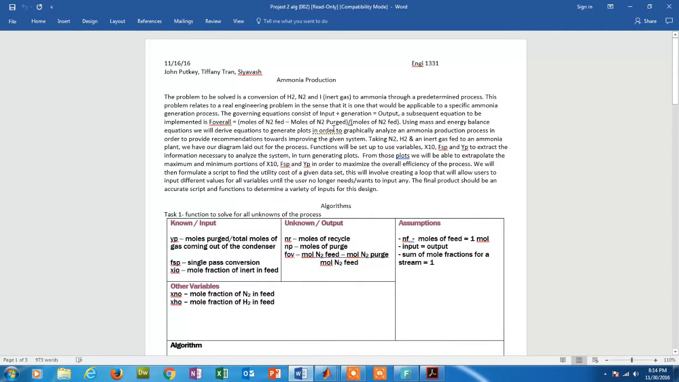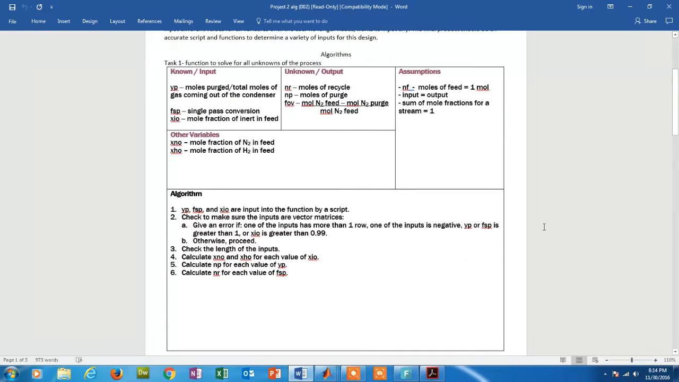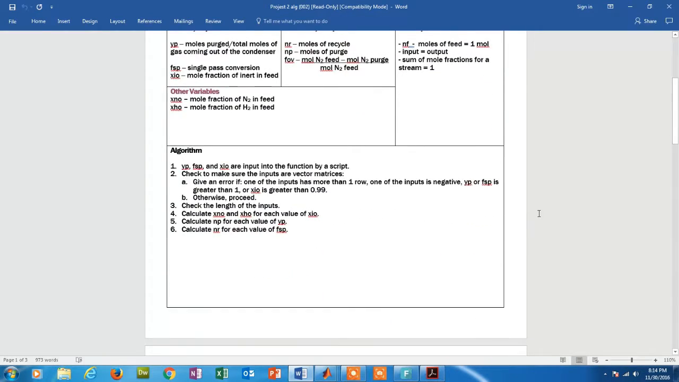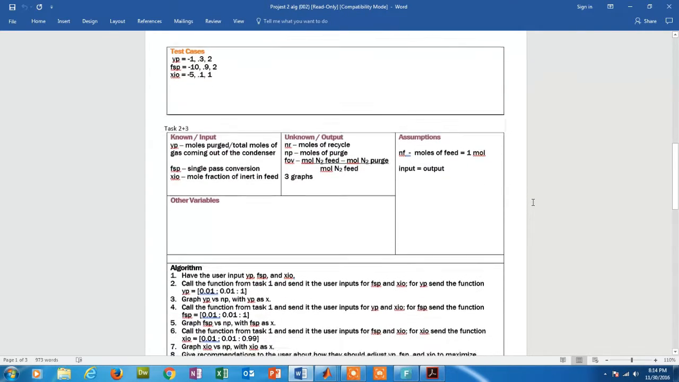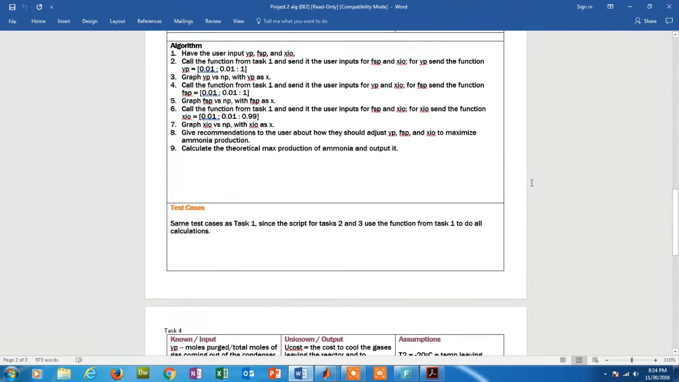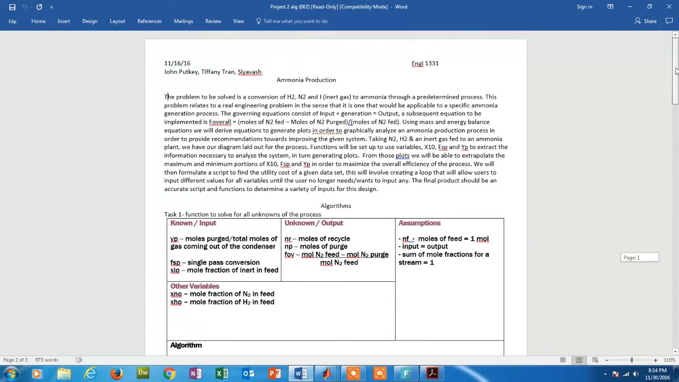For this project, the main point was to take an ammonia production process that was given in the handout and apply mass balances, which would be task one, essentially, which this function or this algorithm is displaying right here, followed by task two, which is to graphically analyze the system, and task four, which is to compute the cost to cool it down.